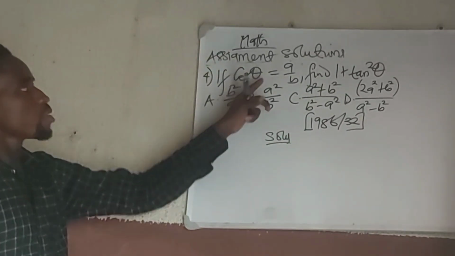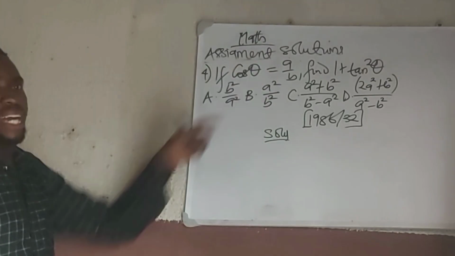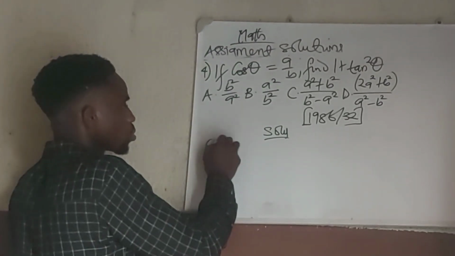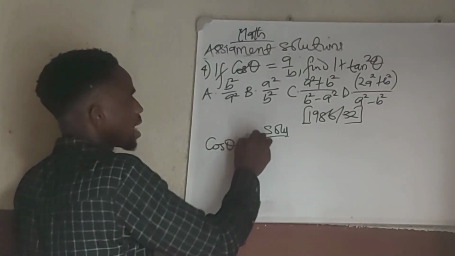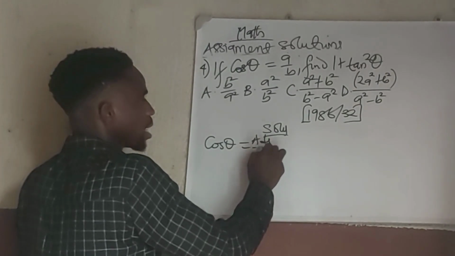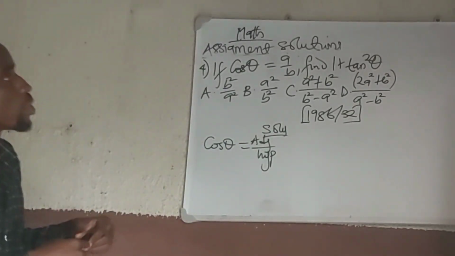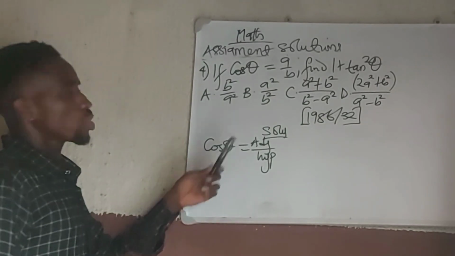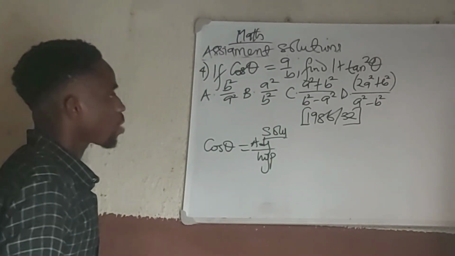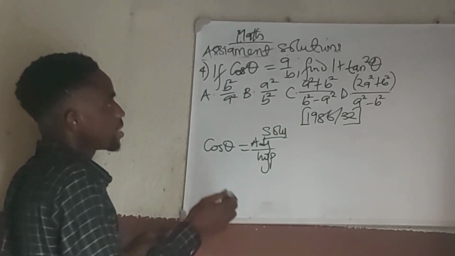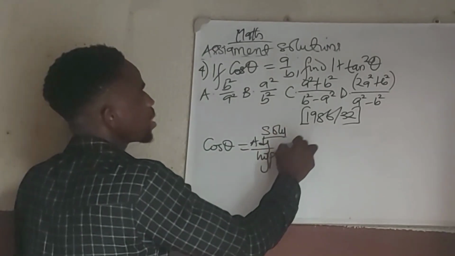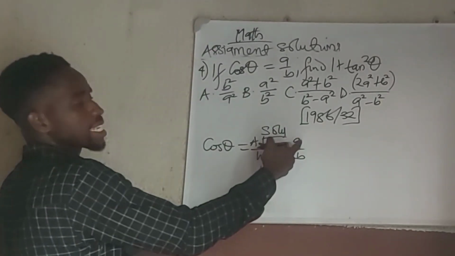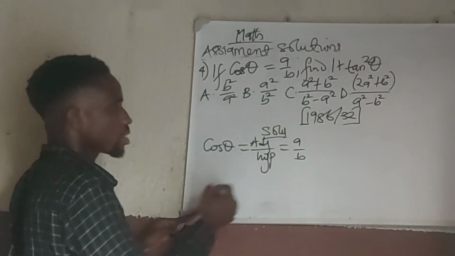So here again, we are given cos theta, and we remember that cos theta is adjacent upon hypotenuse. So we are looking for 1 plus tan square theta. We don't have the opposite, so all we need to find is the opposite, right? Cos theta is A upon B, so it means that our adjacent is A and the hypotenuse is B.